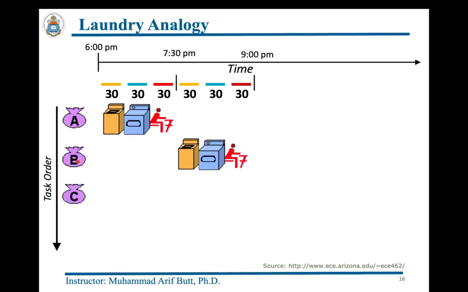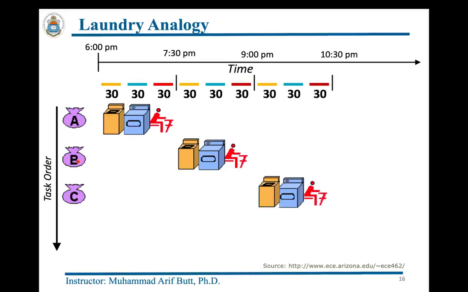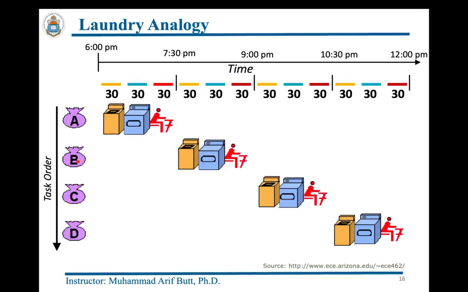The same sequence is followed by the laundry system for washing the clothes inside task C, which finishes at 10:30 p.m., and then D, which finishes at 12 a.m. And finally all the 4 tasks are completed at 12. That is, the total time taken is 6 hours. Task A completes at 7:30, task B at 9, task C at 10:30, and task D at 12.